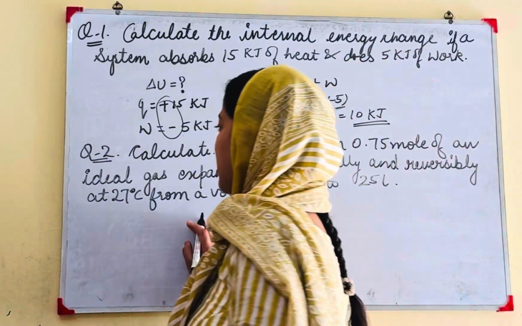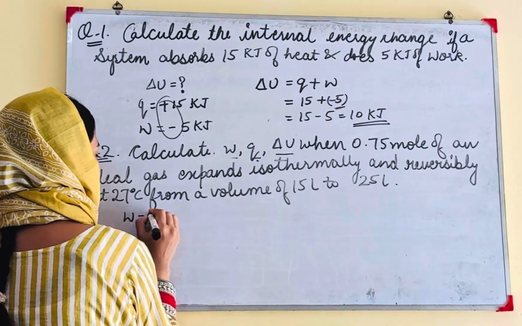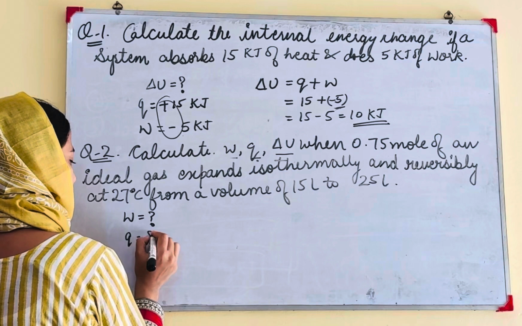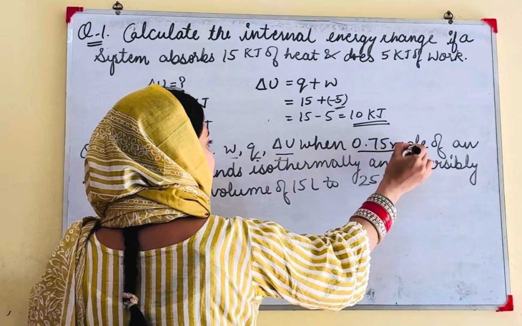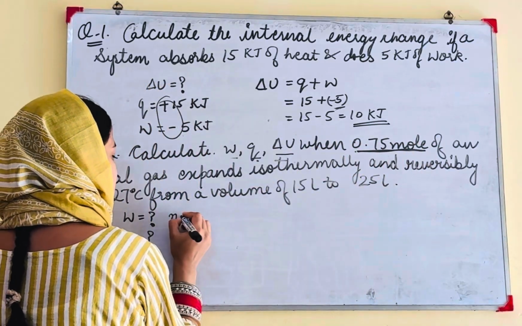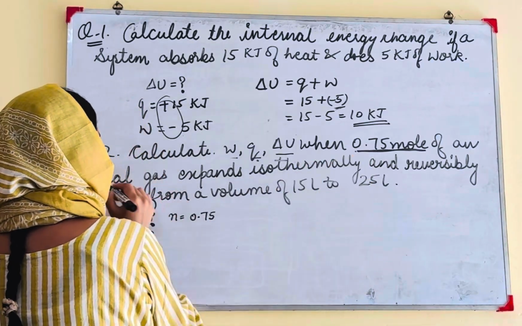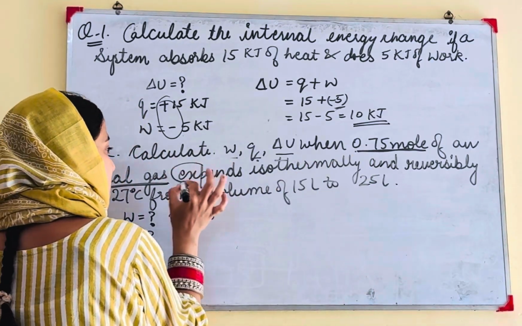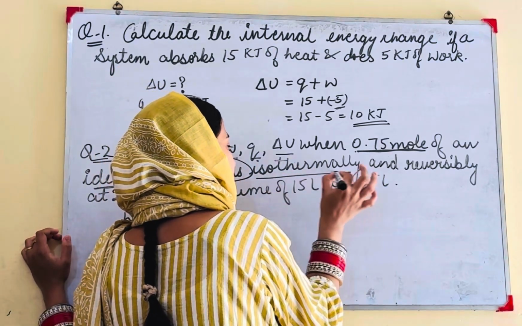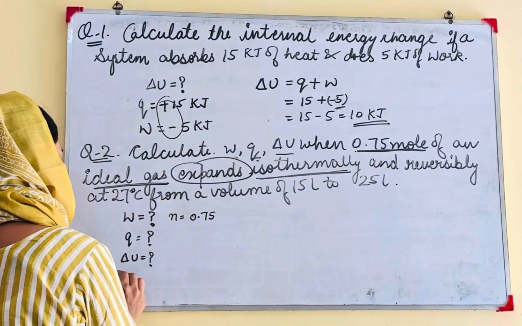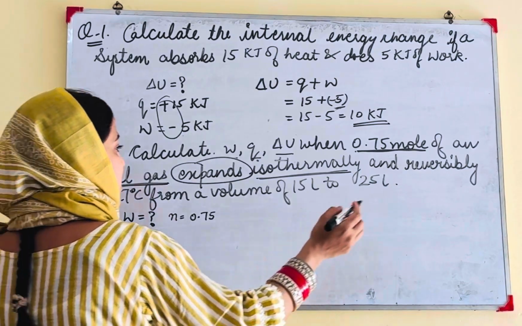Now come to the next question. Calculate W, Q and delta U. When 0.75 mole, n is equal to 0.75, of an ideal gas expands. There is the expansion. Which type of expansion? Isothermal, means temperature constant. And this process is reversible.